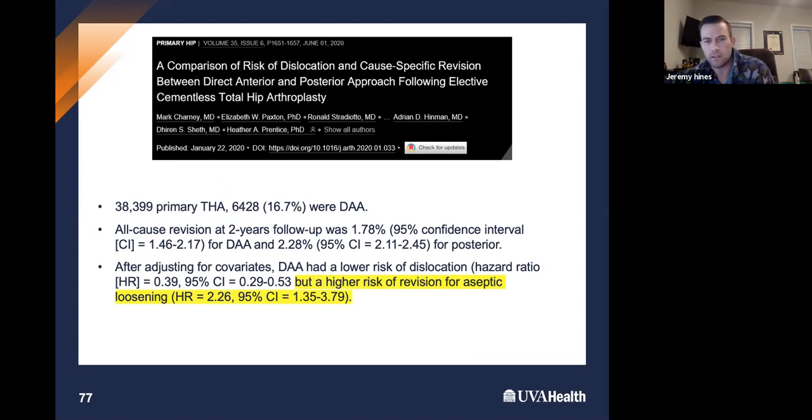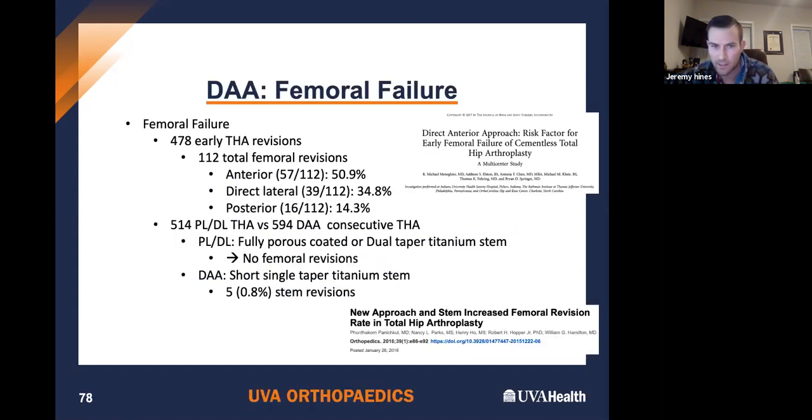So this study showed that the direct anterior approach had a lower dislocation rate, and we've kind of discussed that, but higher risk of revision for aseptic loosening. And this is going to be kind of highlighted again over and over and over again. More studies showing the same.